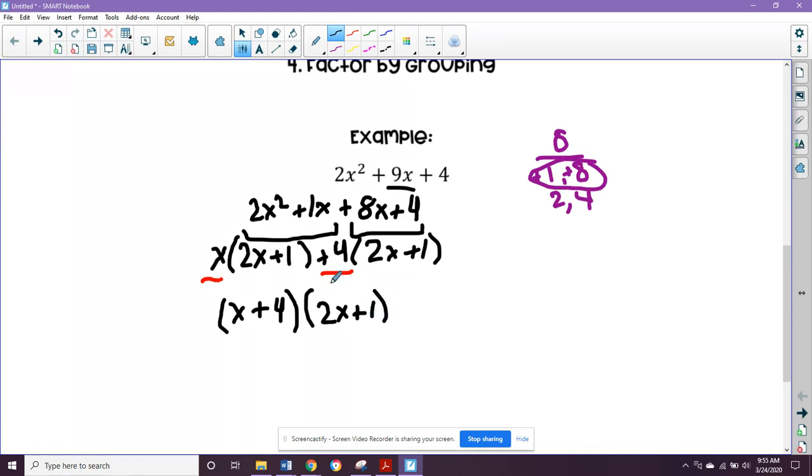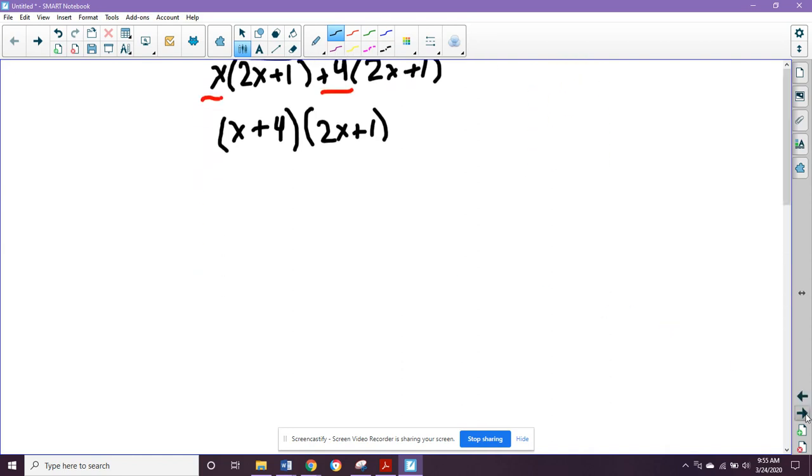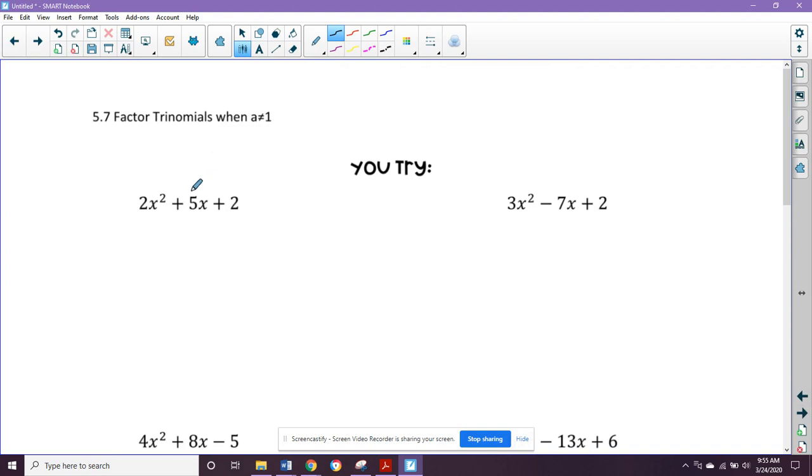And then you just factored a trinomial when your a is not a 1. You can always check yourself by FOILing, multiplying it out, or using the box method as well. Let's do some practice problems on the back. I would like you to try these on your own by pausing, but you can always check back to make sure that you did them correctly.